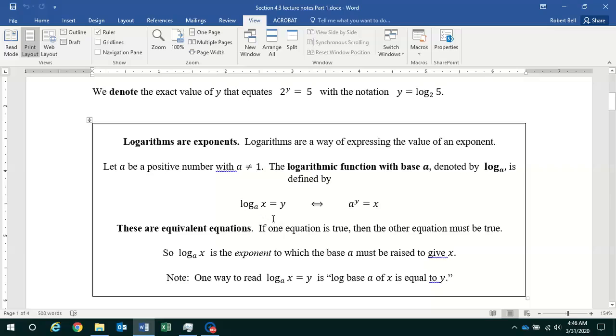So logarithms are just a fancy way of expressing the exponent y that equates a to the y to the number x. That's what we mean by these being equivalent equations. If the equation on the left is true, then the equation on the right is true. If the equation on the right is true, then the equation on the left is true. So log base a of x is a fancy way of expressing the exponent y to which the base a must be raised to give the value x on the right-hand side.